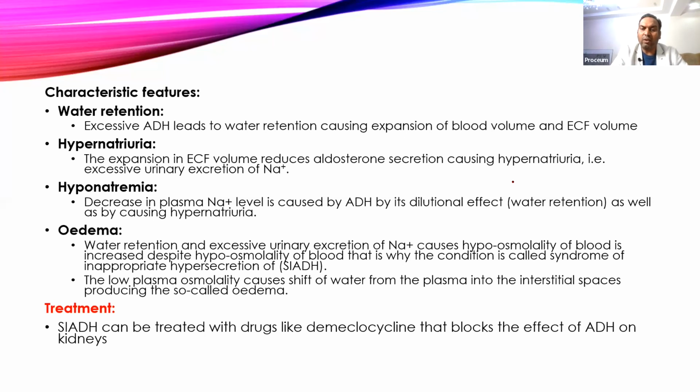Now, to treat this patient, if we know the tumor, and if we are able to remove that tumor surgically, it will be very helpful and cure the disease. But if we are not able to find any tumor or any cause, then the treatment is demeclocycline, which actually blocks the effect of ADH on the kidney. So it blocks the ADH receptors present in the kidney, and that prevents the effect of the ADH on the kidney, and that will reduce all these effects and can reverse all the effects of ADH secretion.